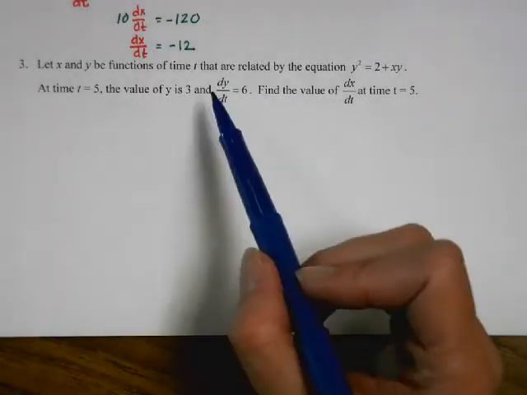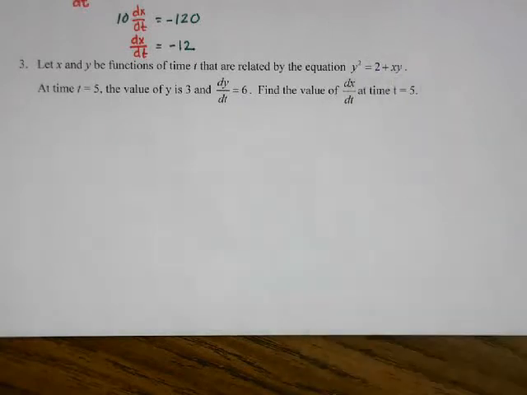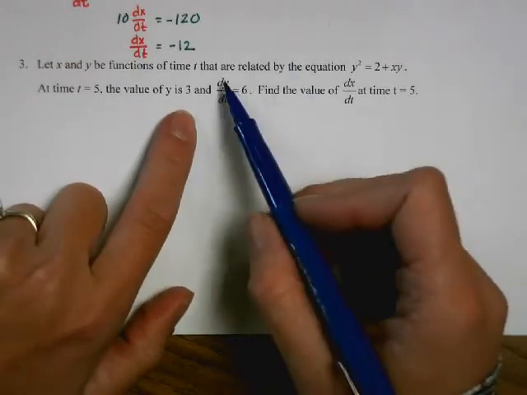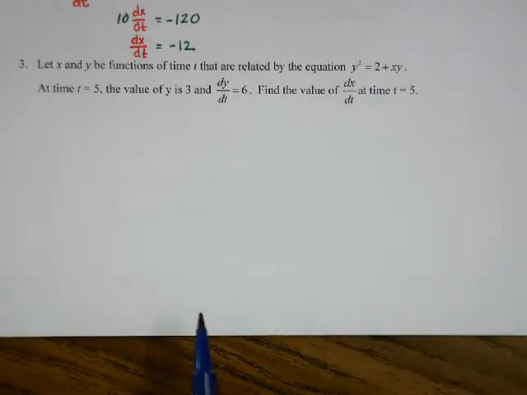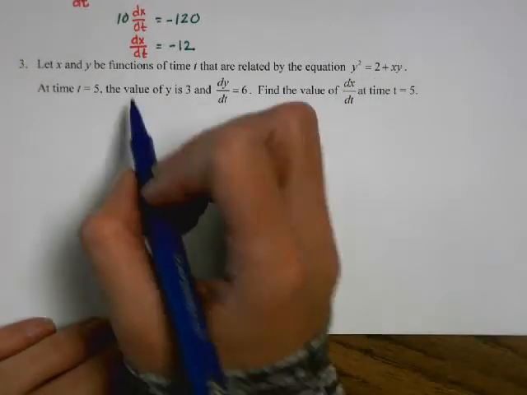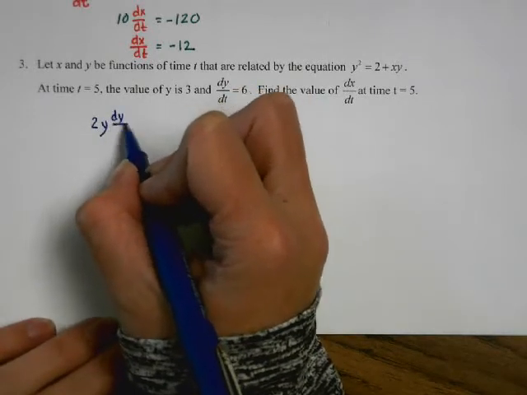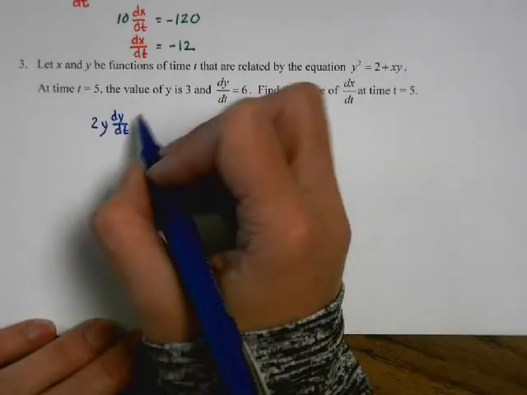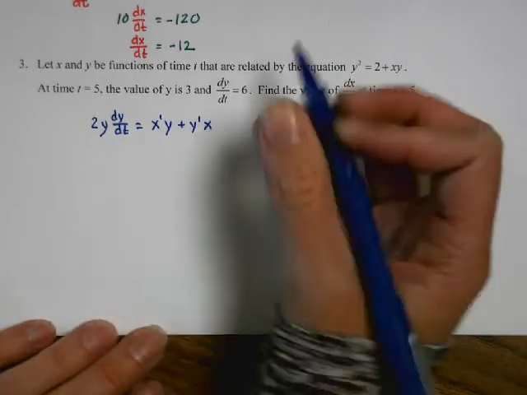Okay, number 3. Let x and y be functions of time that are related by this equation, y squared equals 2 plus xy. We are given time is 5, the value of y is 3, dy/dt is 6. We're going to find the value of dx/dt at time equals 5. So I'm going to take this equation and find its derivative. So we're going to have 2y dy/dt. Derivative of 2 is 0, and then I'm going to need to do the product rule. So I'm just going to do x prime y plus y prime x.